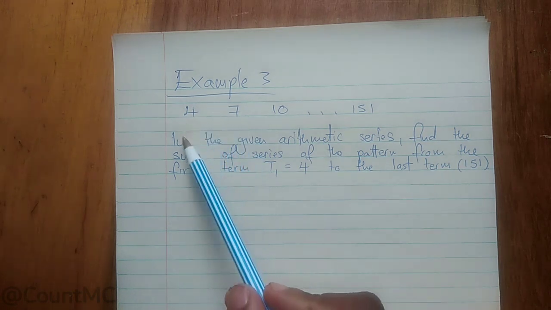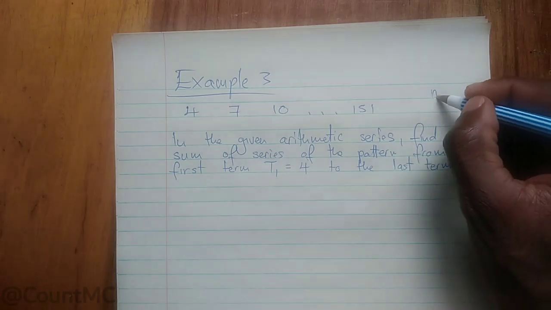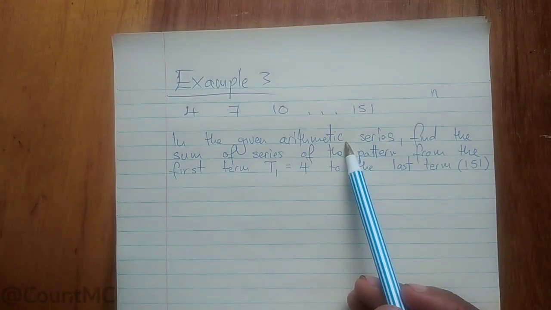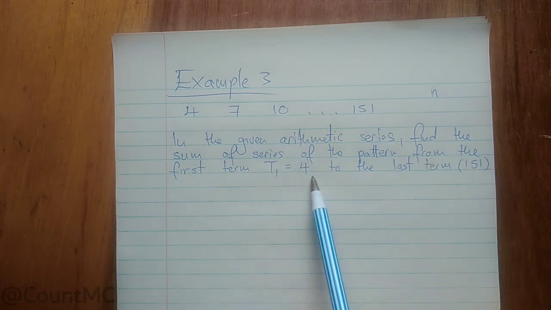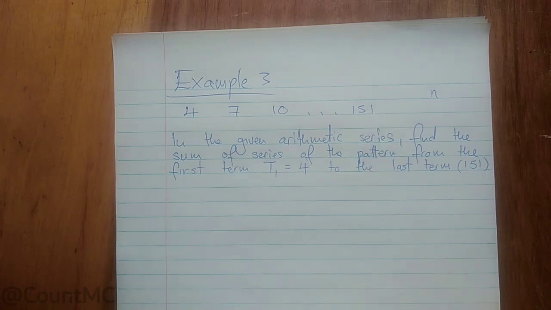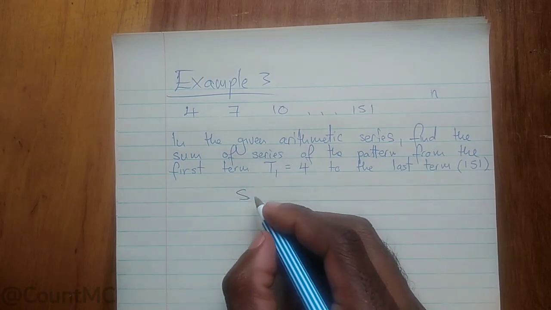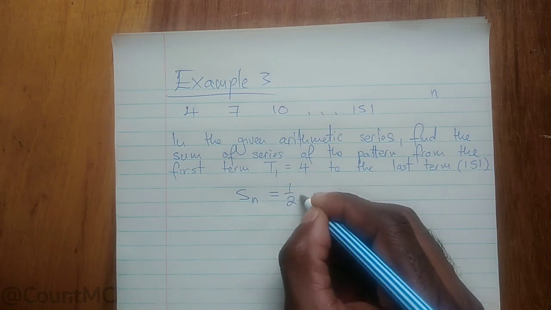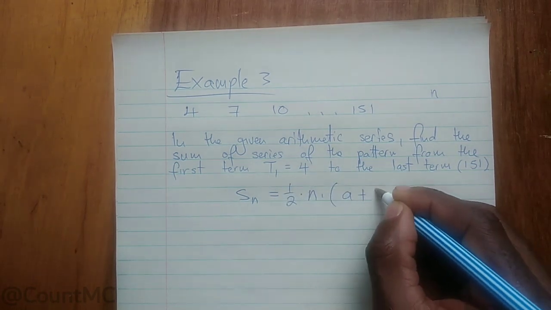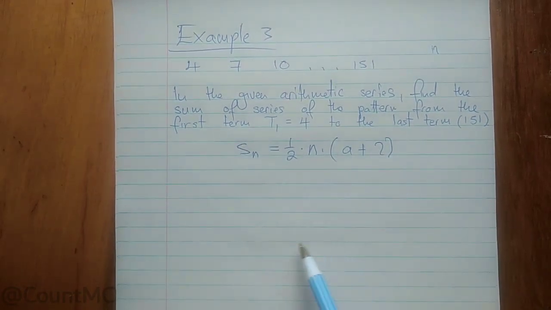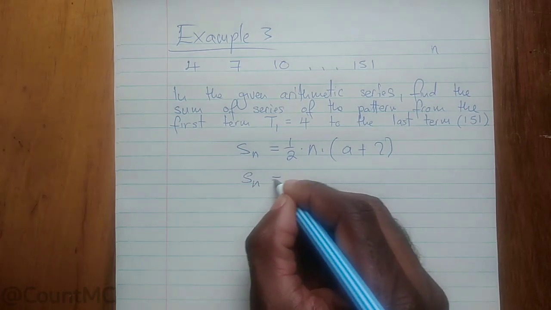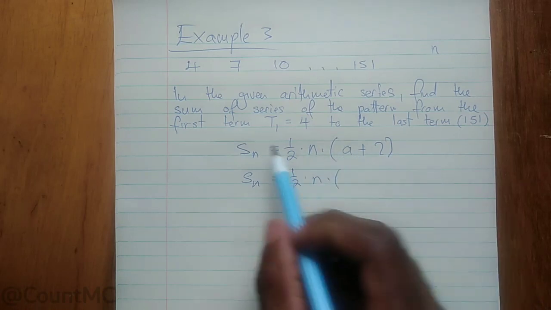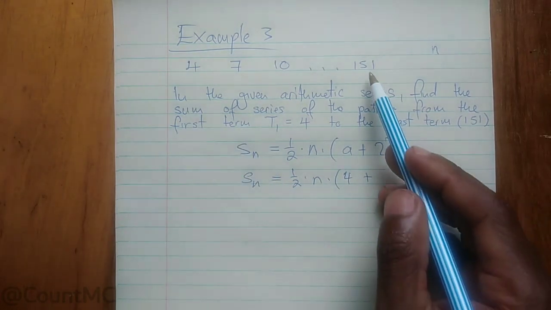Example number 3. We are still using the same pattern, but in this case, they have not given you n. You don't know what n is. In the given arithmetic series, find the sum of series of the pattern from the first term t1 equals 4 to the last term 151. So let us write our formula. Sn is equal to half n times a plus l. Okay, you can use this or you can use the other one that starts with 2a here. Whatever suits you, it's all fine. So we don't know what n is. Let's quickly substitute what we have. Sn is equal to half times n times a is 4 plus l, the last term, is 151.